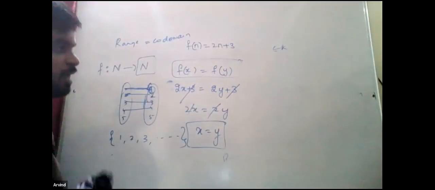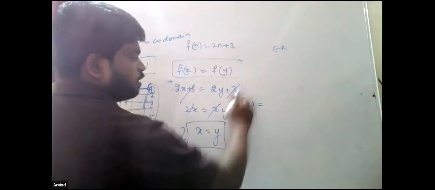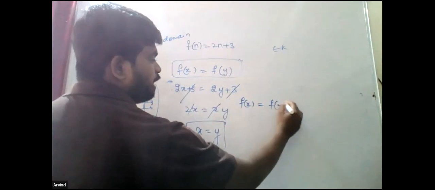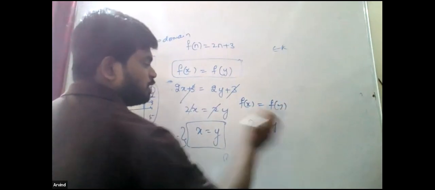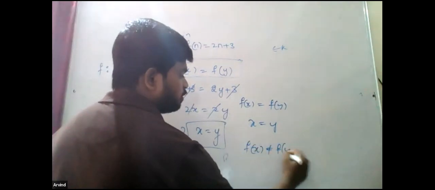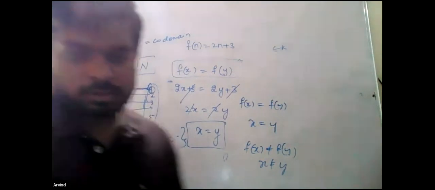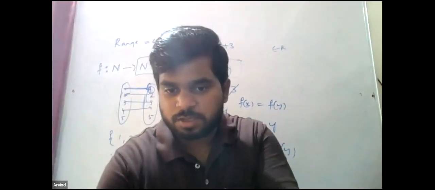Okay, so just remember this condition for one-to-one. It depends on how you take it. If you take f(x) equal to f(y), then you must get x equal to y. Suppose you take f(x) not equal to f(y), then you must get x not equal to y. Okay, so it's time up I guess, but I'll use 5 more minutes. Just 5 more minutes.